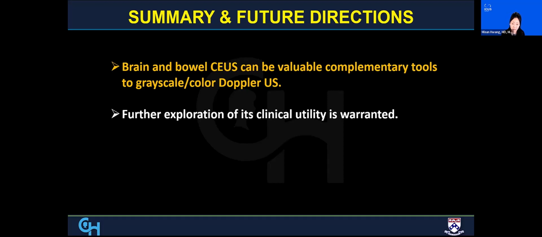And one of the things that I really want to highlight is that it does provide functional information that the other tools don't provide. And so that's one of the advantages of using and advancing this technology. And of course, we're humbled because there's a lot more to learn, and further exploration of its clinical utility is very much warranted.